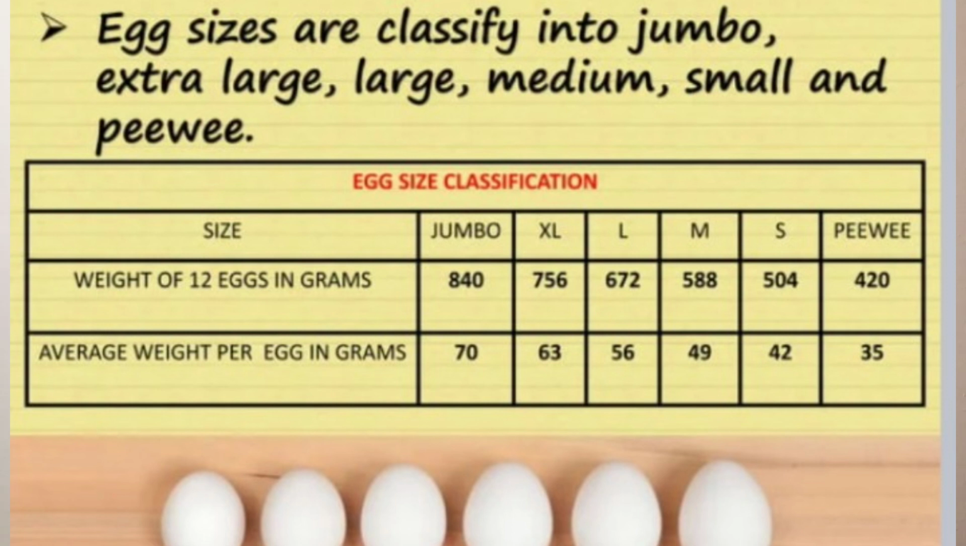Then you have large eggs. The weight will be 55 grams. Medium eggs: the weight of each egg will be 48 grams. And small eggs: each egg weighs around 40 grams. And also one more egg is there called the PV egg. The weight of this egg would be 35 grams.